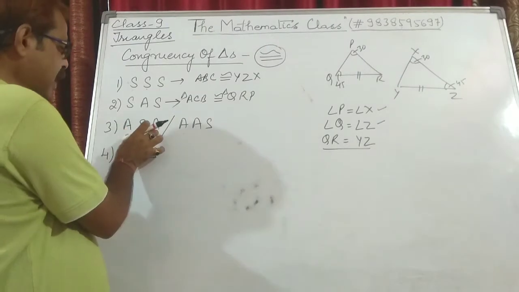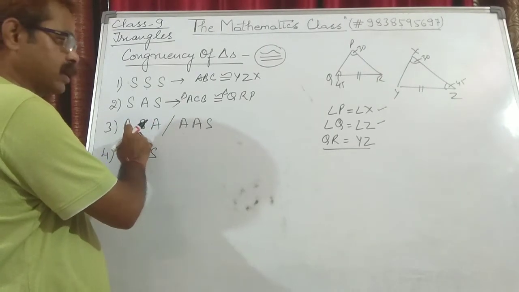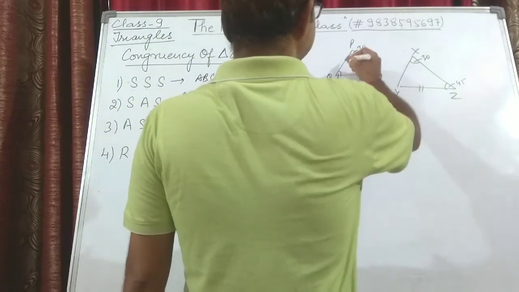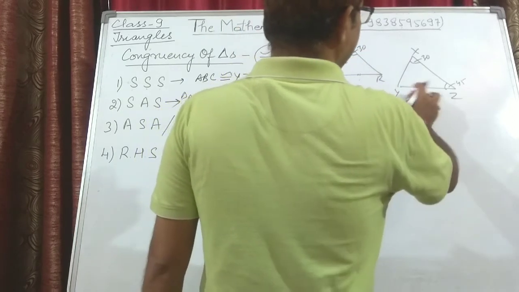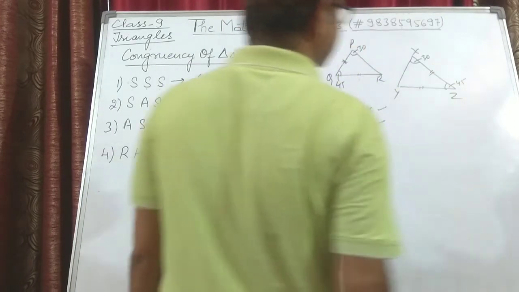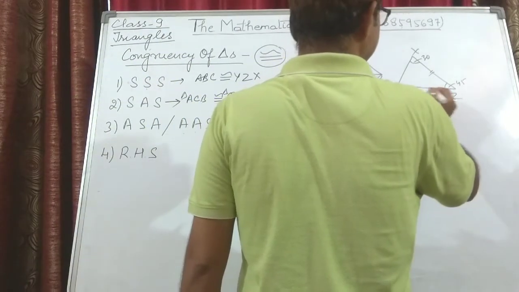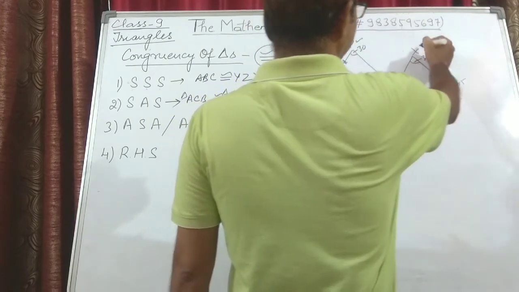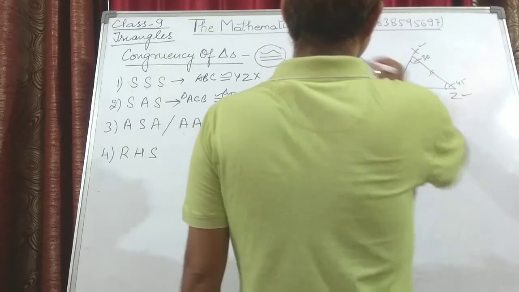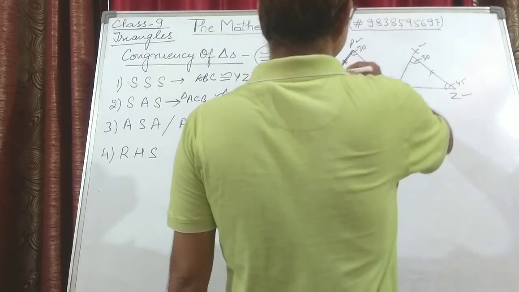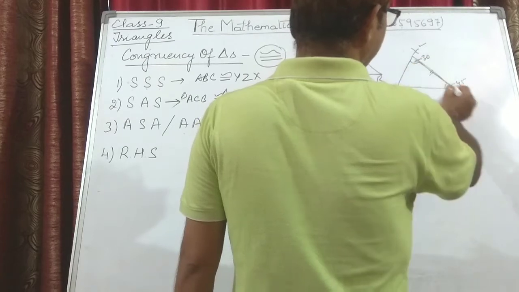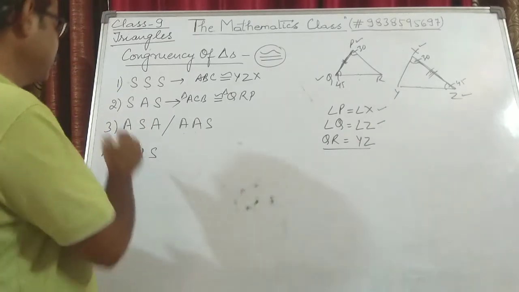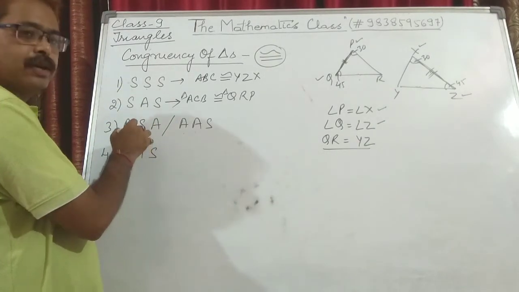Otherwise, sometimes two angles and the included side are also there. Now I say that QP and XZ are equal. So angle P is equal to angle X, angle Q is equal to angle Z, and the side included between the equal angles is also equal, then we follow the ASA rule. ASA rule means two angles and a side included between them.